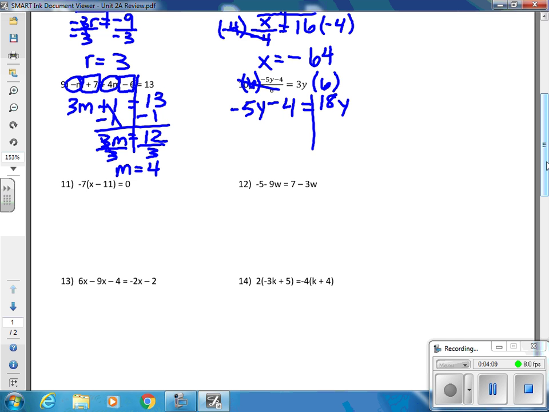You can see you have variables on both sides, which means the smaller one has to go over, right? Because that's the way we were doing it in class, and that's the easiest way to attack these problems. To get rid of minus 5y, you are going to add 5y to both sides. So now you have negative 4 equals 23y.